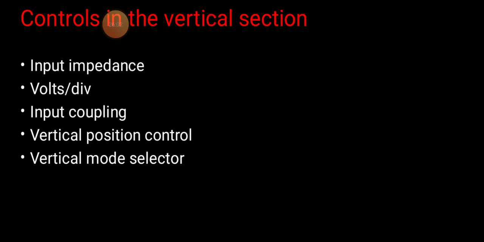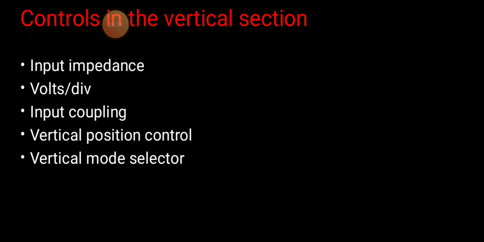In a single trace CRO, you only have one channel. Second one, volts per division. The function of the volts per division control is to control the gain or attenuation of the vertical amplifier. On the front panel of the CRO, you have one knob, called the volts per division knob. If you vary that, your amplitude will increase or decrease depending on that knob.